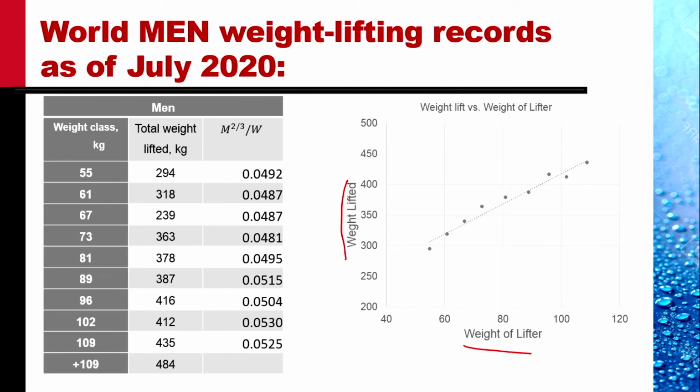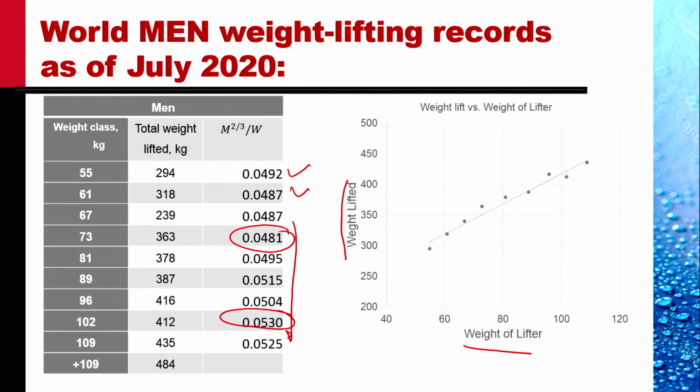These are the records in the weight class 55 kilogram. The total lifted weight in kilogram was 294. So the weight of the individual raised to power 2/3 divided by the weight lifted comes to 0.0492. For the 61 kilogram weight class, it is this. So this ratio is increasing only very slightly over this range. The lowest value is 0.0481 and the highest value is about 0.0530.